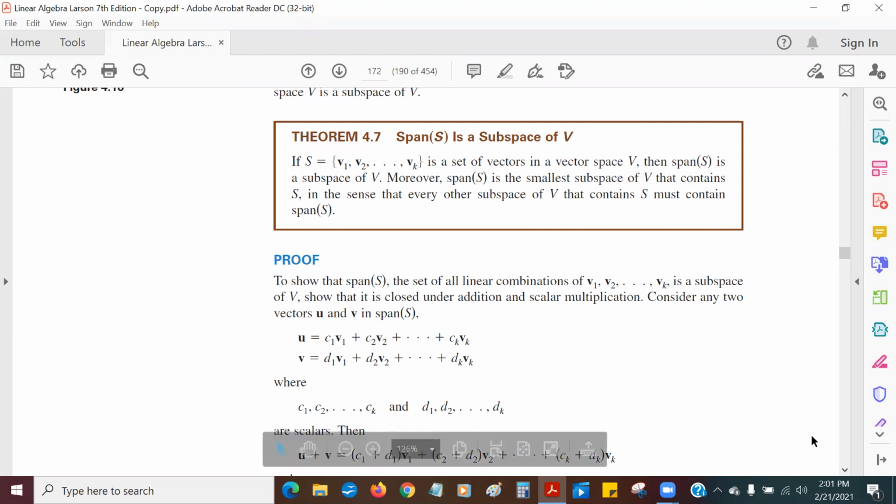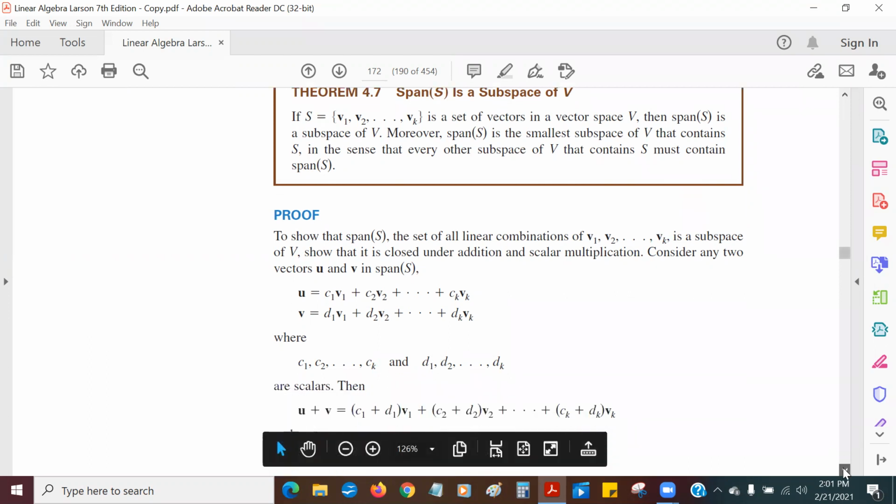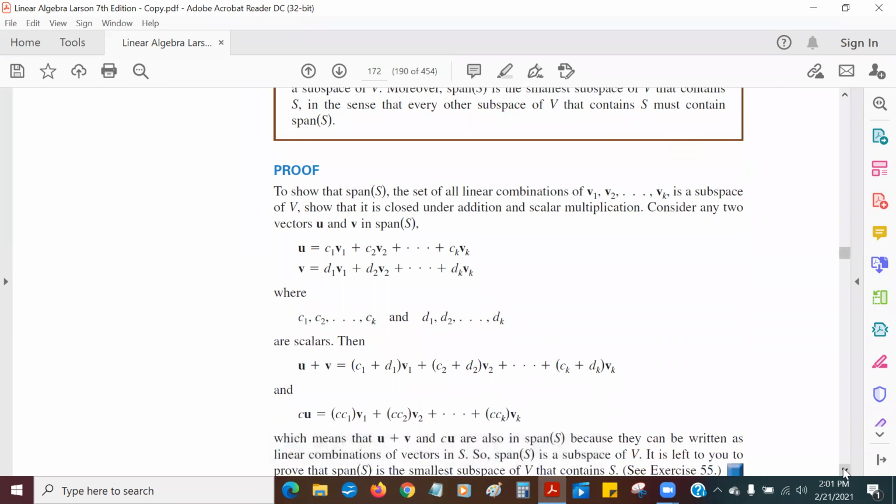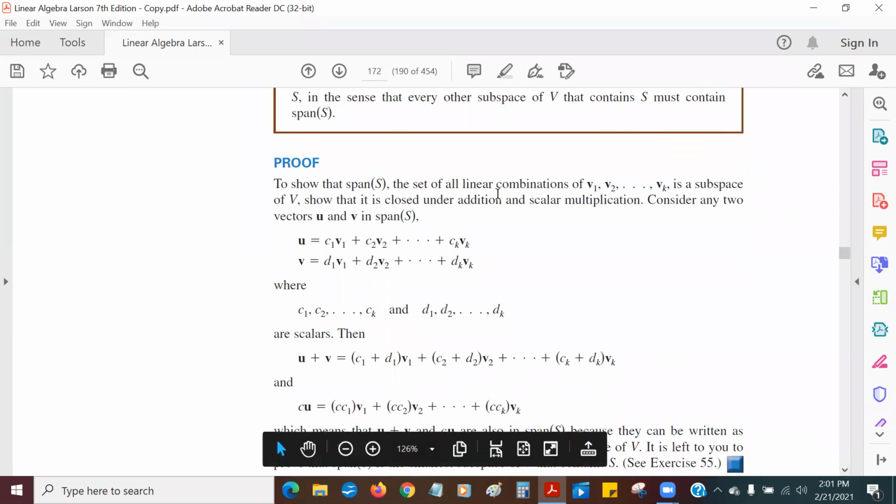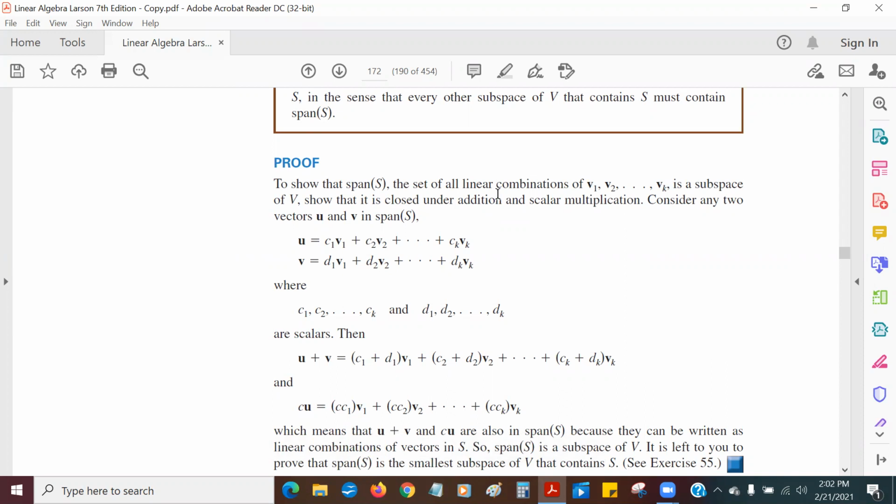Well, let's look at the proof. The proof is pretty simple and makes a lot of sense. All we have to show, again, is that the span is a subset of the big vector space, which is clear. So we know from experience that all we have to show is that this span is closed under addition and scalar multiplication. That's really simple, because if u and v are both part of the span, then u is c1 v1 + c2 v2 + ..., and v is d1 v1 + d2 v2 + ..., and of course the c's and the d's are all scalars.